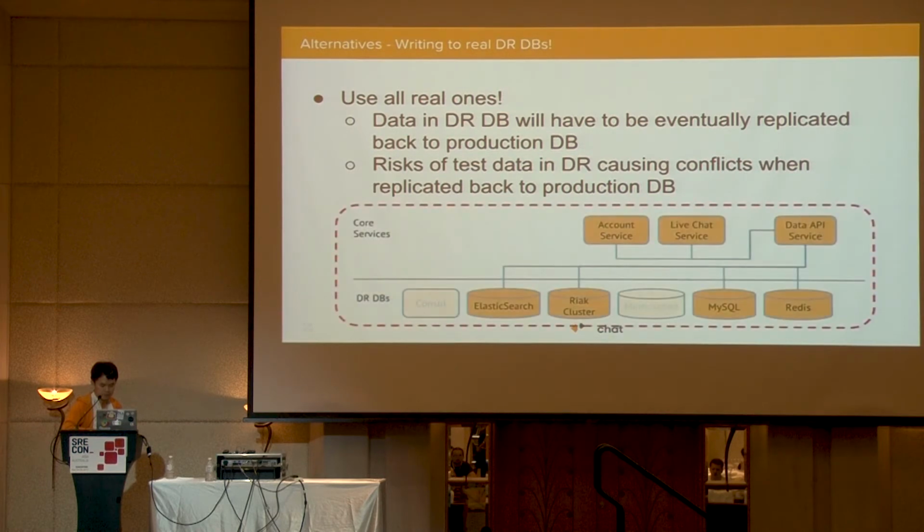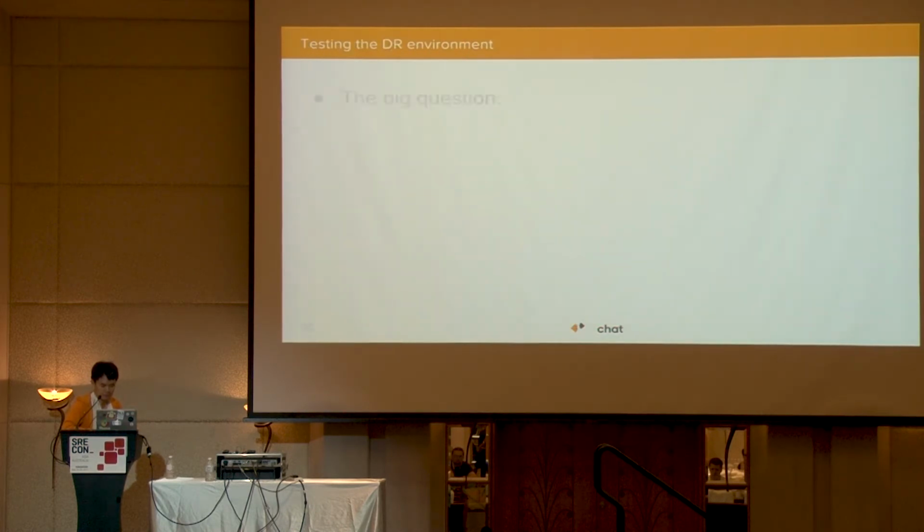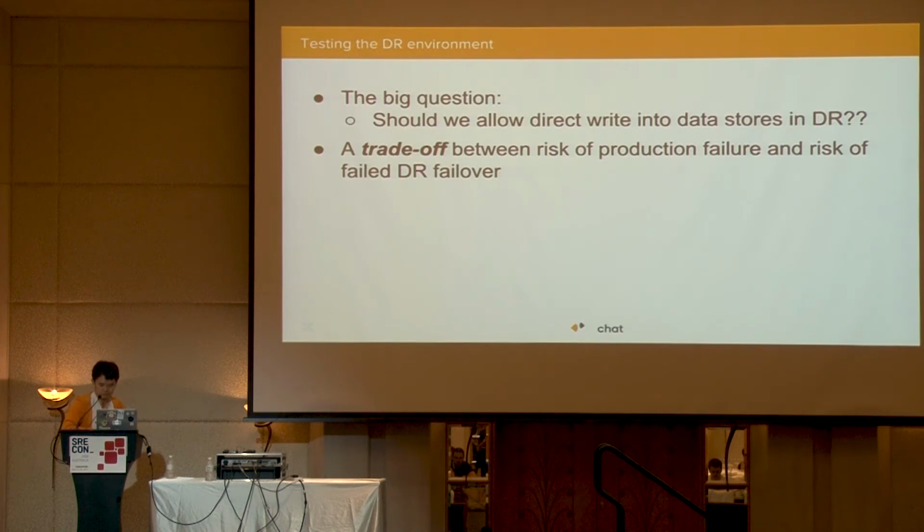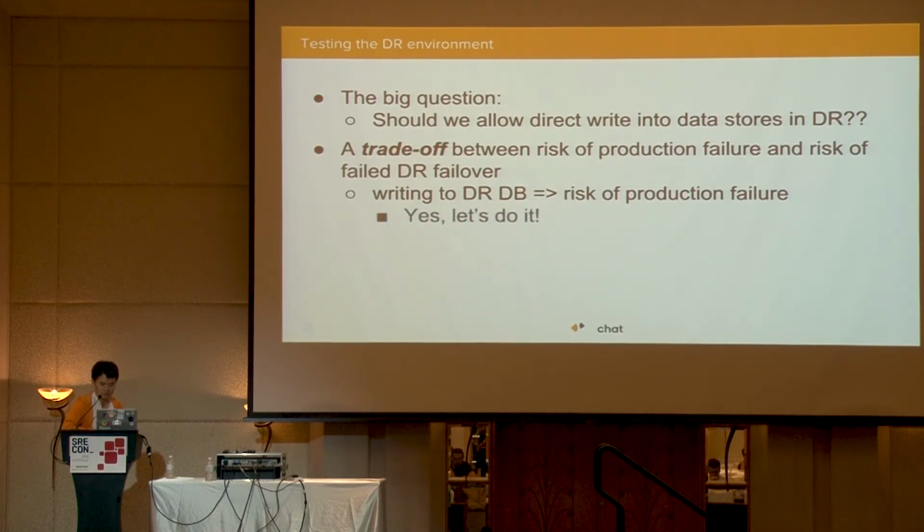And so this is back to the same configuration that we saw in the original graph diagram. Again, back to the question, should we allow them? Yes, we want to allow them. If you look at the trade-off again, for the first one, do we allow writing to the DR database? Yes, let's do it. But what about the risk of failed DR failover testing? That's still an unknown, because we haven't really tried to run the test.